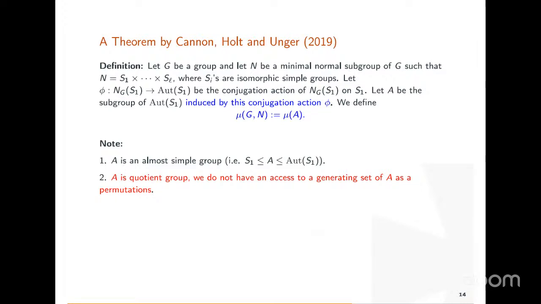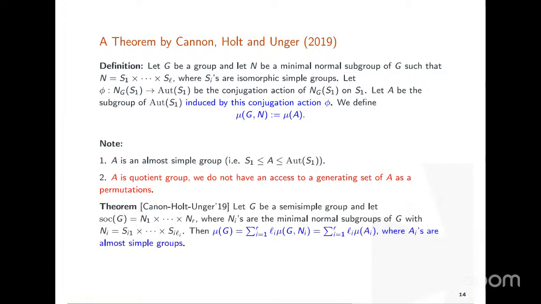Since we are working with a permutation group representation, it may be difficult to work with quotients, because the quotient may have arbitrarily large degree in terms of the actual group. So here we cannot have access to the quotient group A, or I would say access to a generating set for the quotient group.